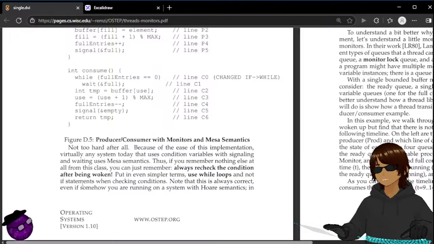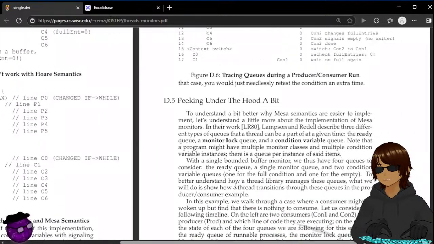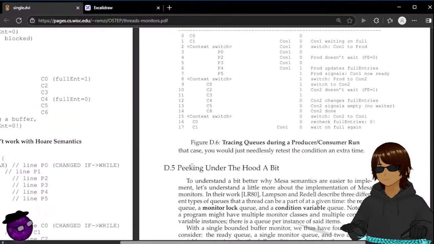Note that this is not always necessary, even if somehow you're running a system with Hoare semantics. In that case, you will needlessly retest the condition one extra time.